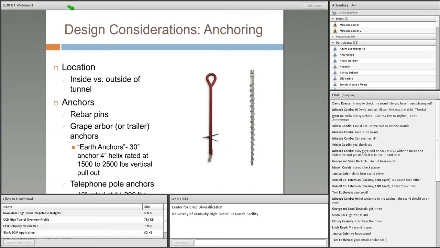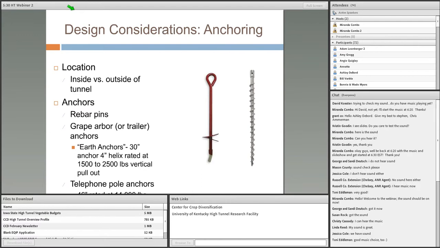But there are a number of other types of anchor systems out there, including rebar pins and things like that. And I'll show you how you fasten those to the tunnels in just a moment. But before you place those things, you want to figure out whether you're going to be placing them on the inside or the outside of the tunnel. And there are compelling reasons for both. If you place those anchors on the inside of the tunnel, you're sacrificing cropping space. And so, as we said, this is high value real estate, and you don't want to be sacrificing any potential production area inside.